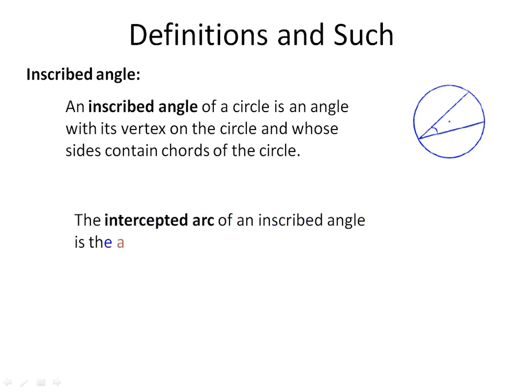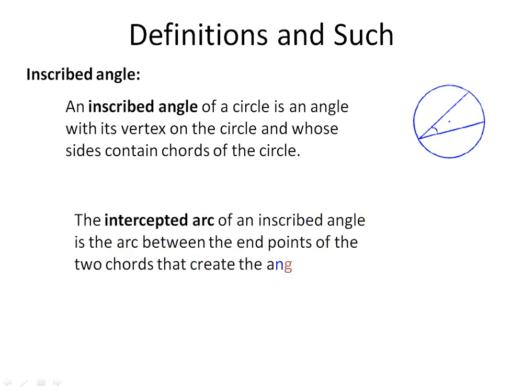So the intercepted arc of an inscribed angle is the arc between the endpoints of the two chords that create the angle. You've got this chord and this chord creating this angle right here, and they intercept this arc. Sometimes people will tell you that it's being subtended, which is the same idea. The actual arc they're talking about is the thick line right here.